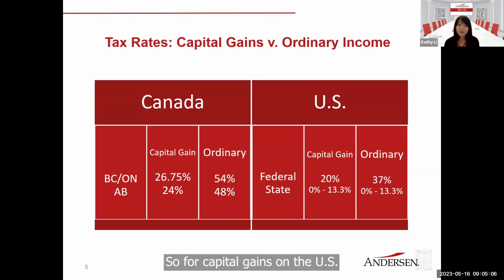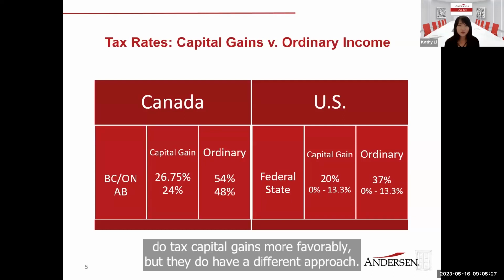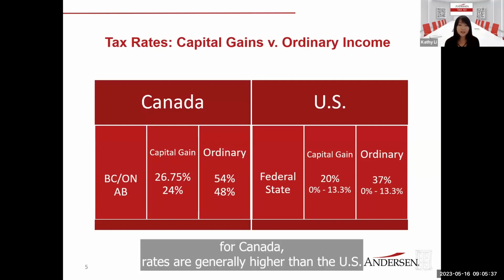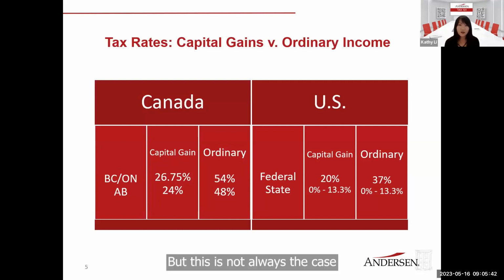So for capital gains on the U.S. federal side, it could be 0%, 15%, or 20%, depending on the thresholds and filing status of the taxpayers. And as you can see, the short-term capital gains will still be at the ordinary 37%. As Emily did mention, both countries do tax capital gains more favorably, but they have a different approach. From this chart, you can see that for Canada, rates are generally higher than the U.S. side, but this is not always the case.